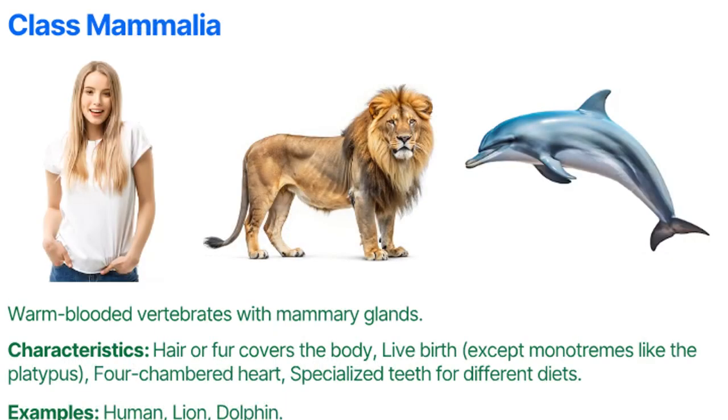Mammals are warm-blooded vertebrates that possess mammary glands for feeding their young. Their bodies are covered with hair or fur, and most mammals give birth to live young. However, monotremes like the platypus lay eggs. Mammals have a 4-chambered heart and specialized teeth adapted for different types of diets. Examples include humans, lions, and dolphins.